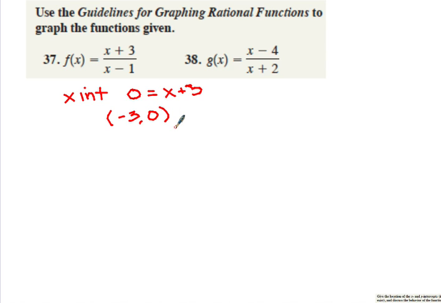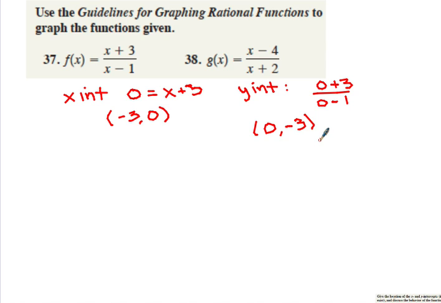Y-intercept, we plug in 0 for x. So for the y-intercept, we'd notice that we end up with 0 plus 3 on top and 0 minus 1 on bottom. So our y-intercept is negative 3 as well. So this will be 0, negative 3. So now we have two coordinate points. And then we want to go ahead and find vertical asymptotes.